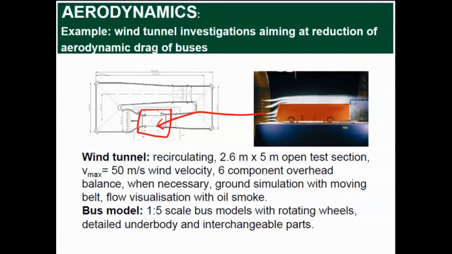Okay, and then the wind tunnel specification is ini. Maximum velocity is 50 meter per second, and blah blah blah. And the bus model we scale down to 1/5, which has the rotating wheels, and then dia kata ada detail underbody, and then interchangeable parts.